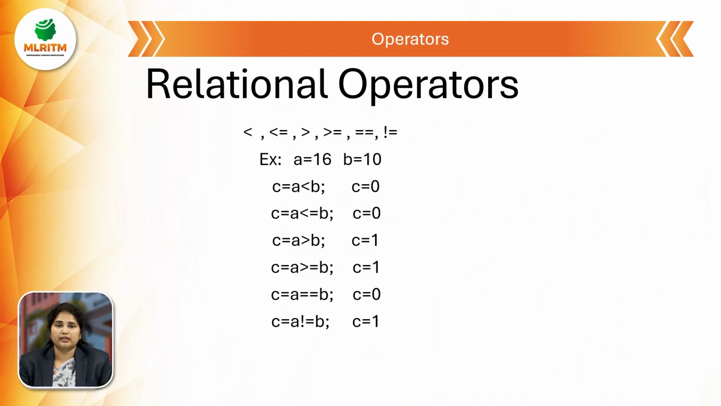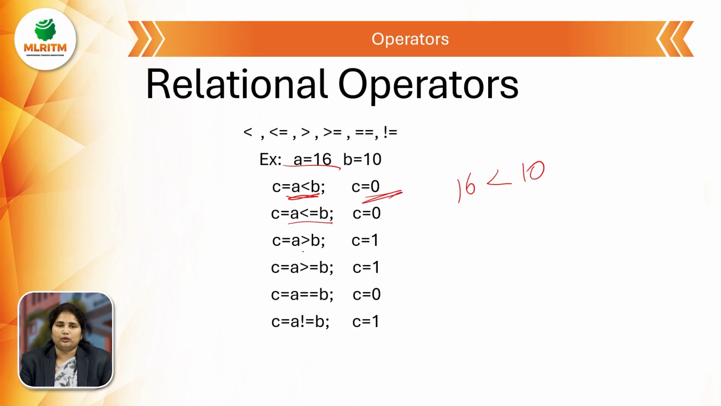By using relational expressions, we are taking some examples. In this example, a equal to 14 and b equal to 10. How will we compare these two operands? A less than b, 16 less than 10. If this condition is true, then we will get the result value as either 1 or 0. Here 16 is not less than 10. This is a false condition, so we will get the output 0.